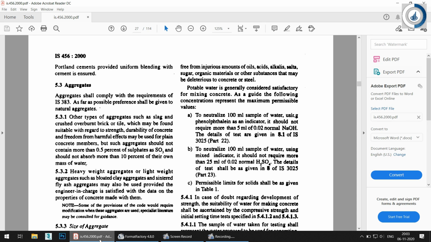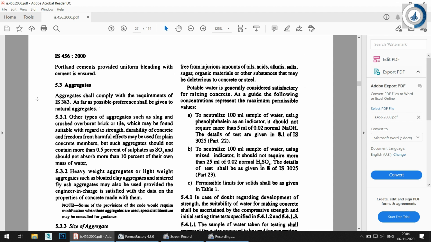So in the last part we had stopped before point 5.3. So 5.3 says all about aggregates. Aggregates shall comply with the requirements of IS 383. IS 383 is nothing but the code which is exclusively made for the aggregates, that is, testing and all is given in IS 383.